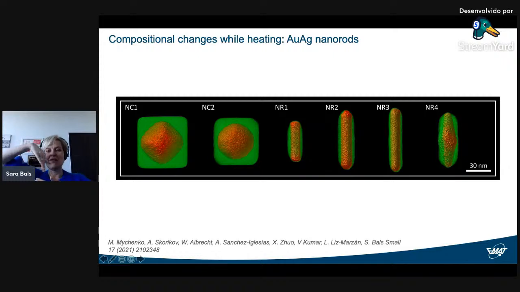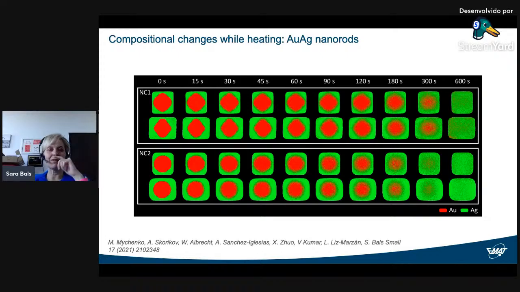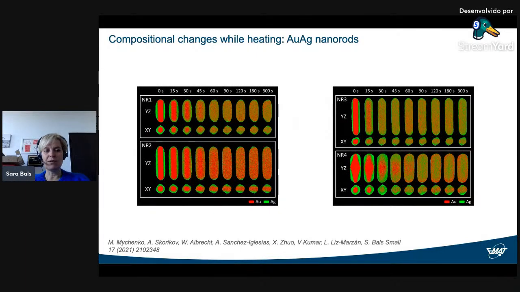So they have a 5-fold twin in the core, which for nanorod 3 is a rod, and for nanorod 4 is a bipyramid. And again, we compared the alloying, which is sort of the same for the nanocubes, independent of the type of crystallographic facets at the interface between the core and the shell. Also for the single crystalline nanorods, we could not see too much of a difference.